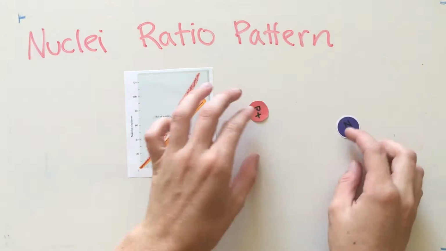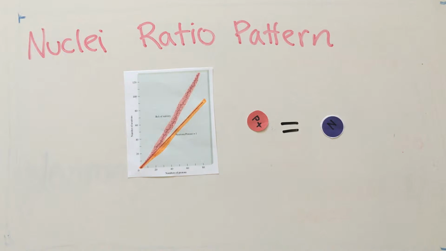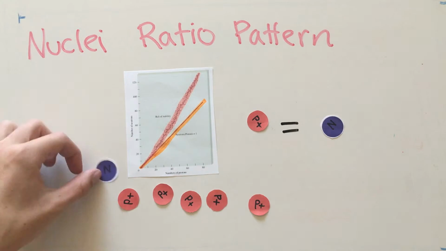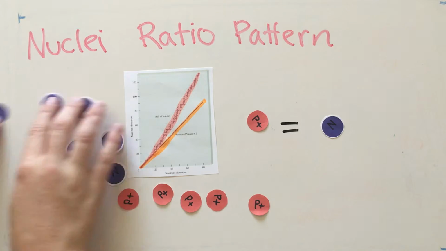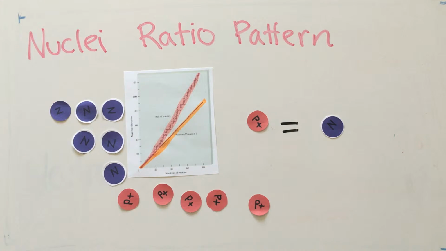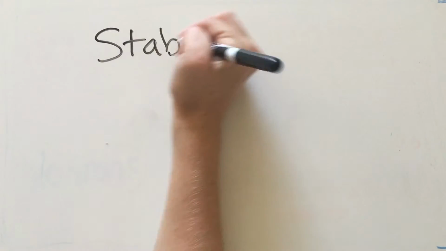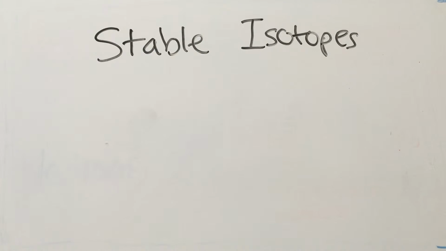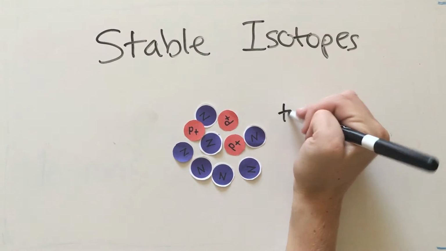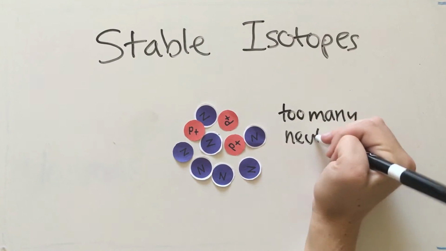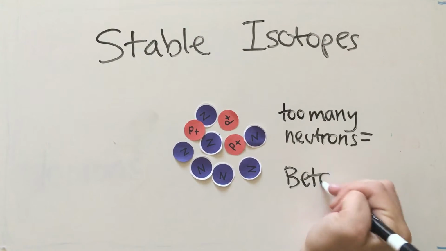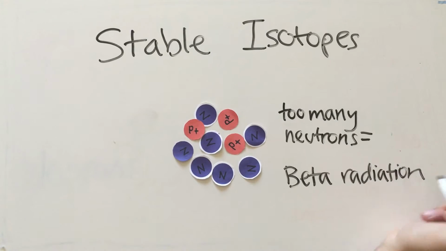In this diagram of the ratio pattern, the orange line shows where the protons and neutrons are equal. As you can see, the more protons an atom has, the more neutrons are needed to balance it out. As we know, if there aren't enough neutrons in the nucleus of an atom, the electrical force will pull the nucleus apart. On the other hand, having too many neutrons in the nucleus of an atom makes the neutrons more likely to emit beta radiation.